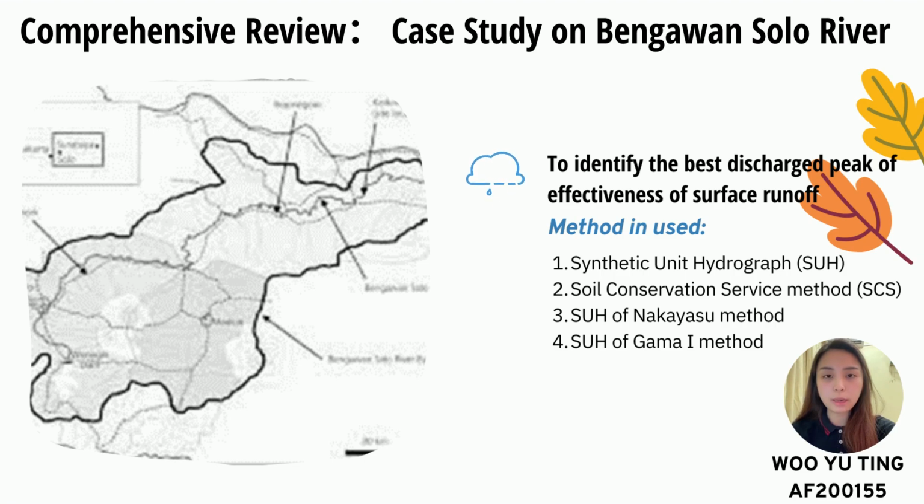Today I'm going to present the comprehensive review, a case study on the Bengawan Solo River in Indonesia. The purpose of the research is to identify the best discharge of peak effectiveness of surveillance by using several methods such as the synthetic unit hydrograph, the soil conservation service method, the SUH of Nakayasu method, and the SUH of Gamma 1 method.